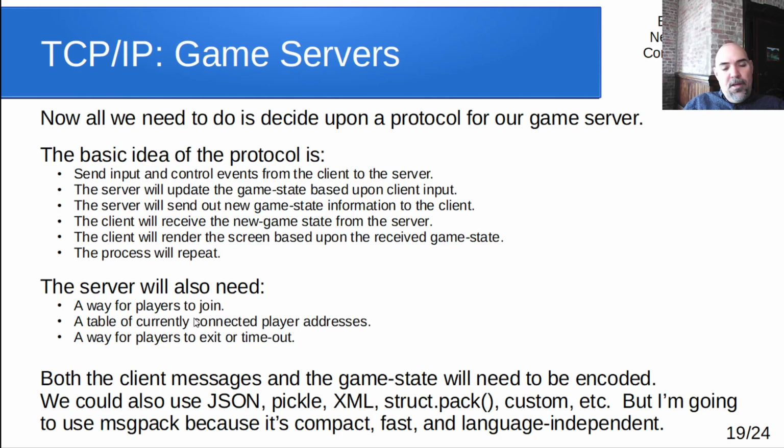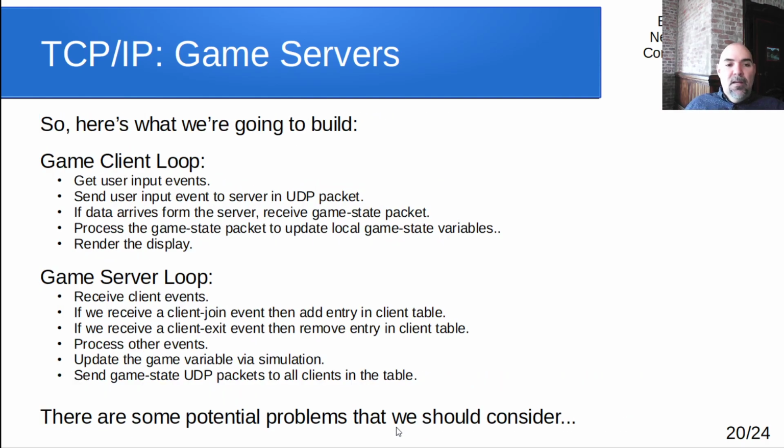All right, so both the client messages and the game state will need to be encoded in some way. So we're going to need to get events from the client, send game state to the server. We're going to need to encode those. So we could use any one of those methods we talked about earlier. There's one more I didn't mention, pickle, which is Python specific, we could use. But I'm going to go ahead and use MsgPack mainly because it's compact, much more compact than these other ones, except for maybe struct.pack. And it's fast and it's language independent. So in other words, you could use this between different languages.